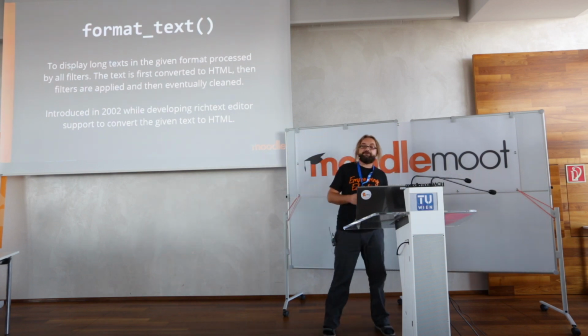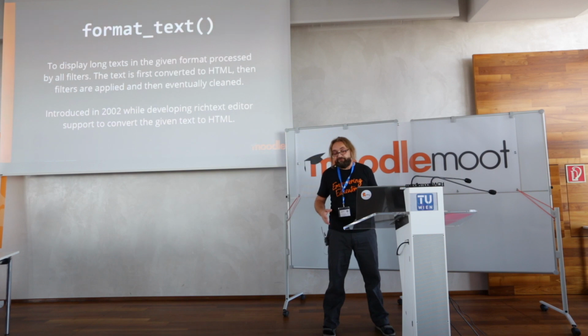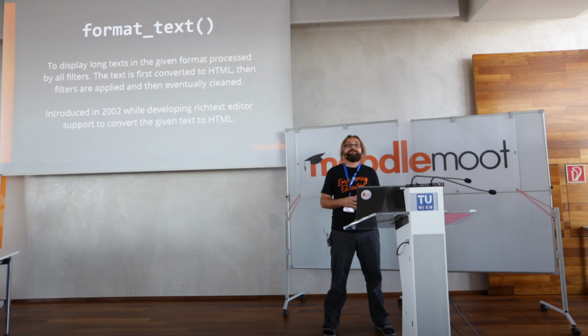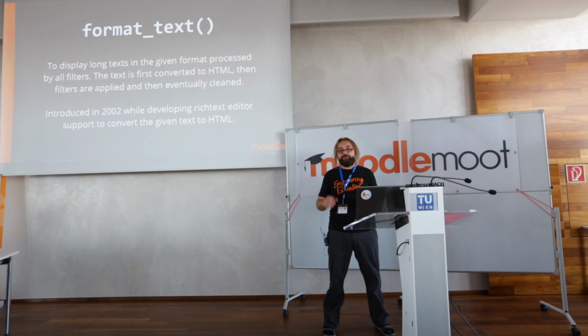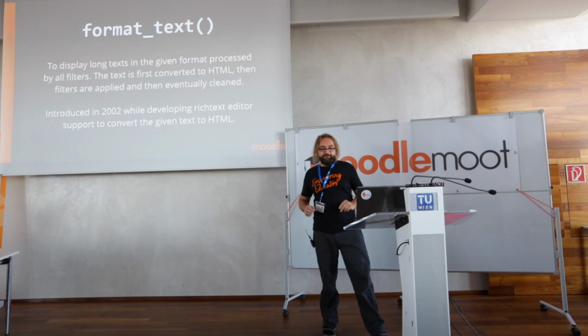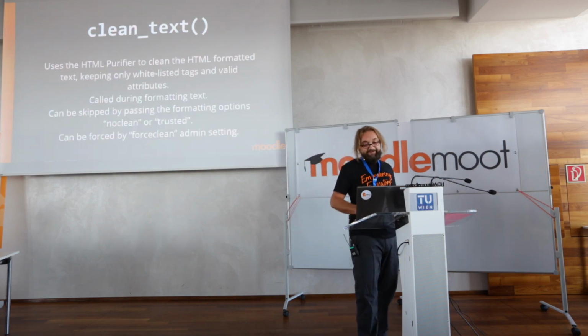The third function I would like to mention is format_text, that is used for formatting blocks of text, really. So once you have rich text that already contains some paragraphs and things like that, and we still need to apply filters on it, we use this one.